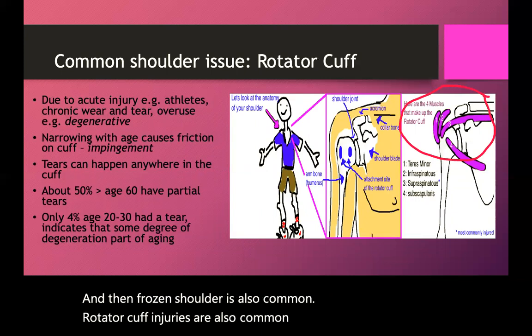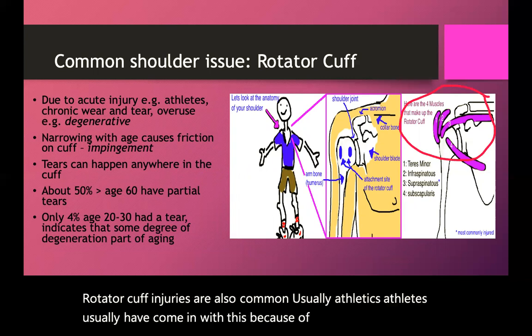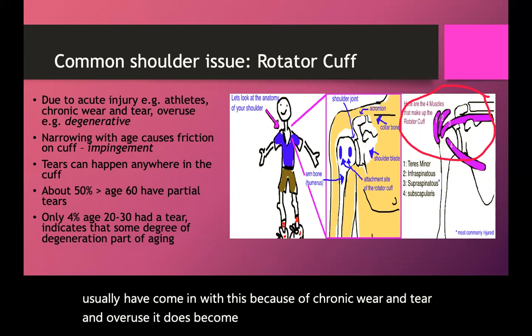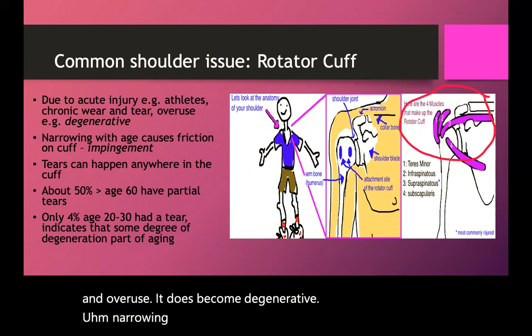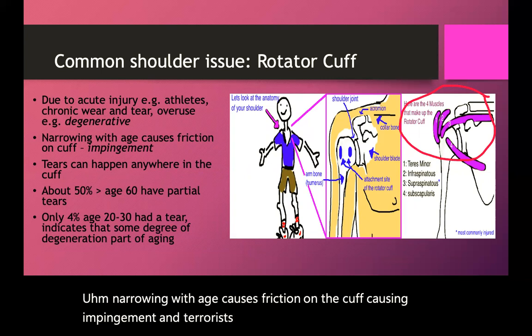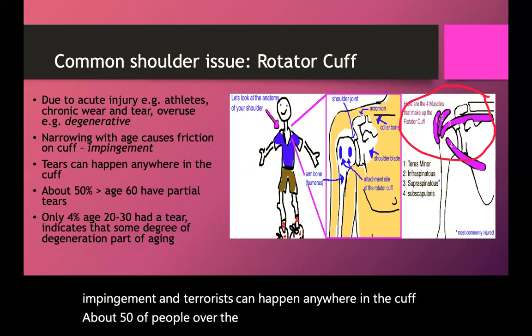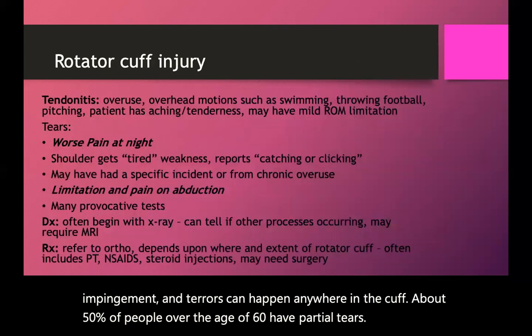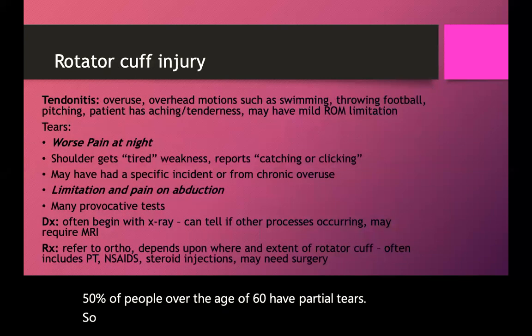Usually athletes come in with this because of chronic wear and tear and overuse. It does become degenerative. Narrowing with age causes friction on the cuff, causing impingement, and tears can happen anywhere in the cuff. About 50% of people over the age of 60 have partial tears. So rotator cuff injury, tendinitis can be caused by overuse.